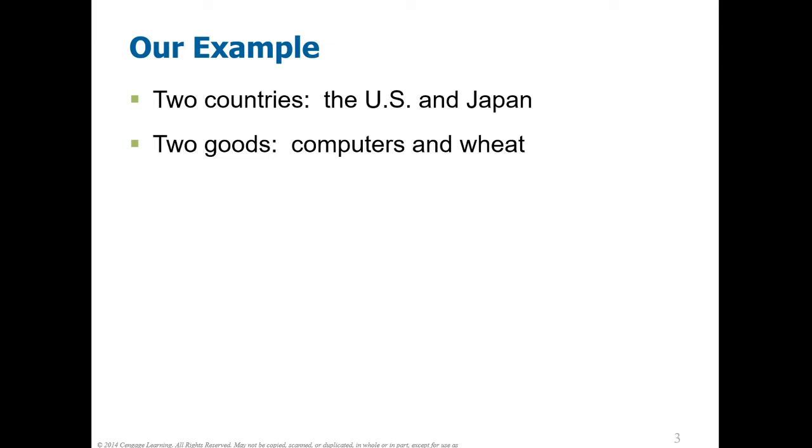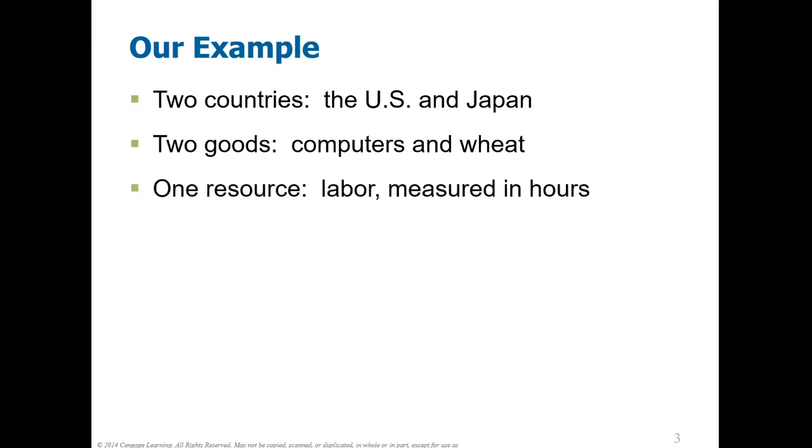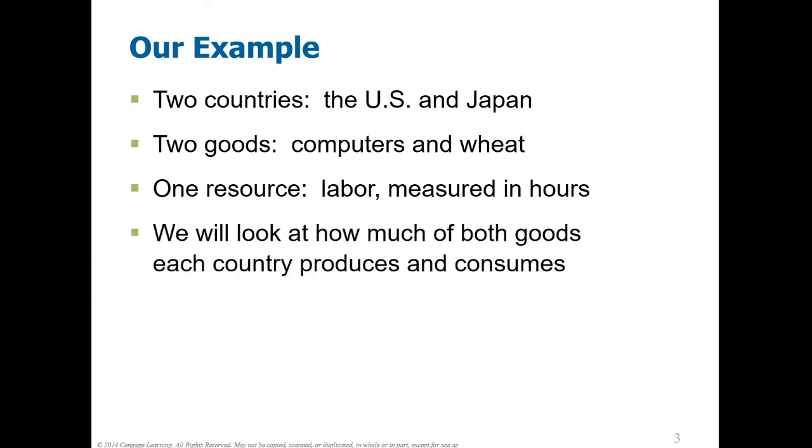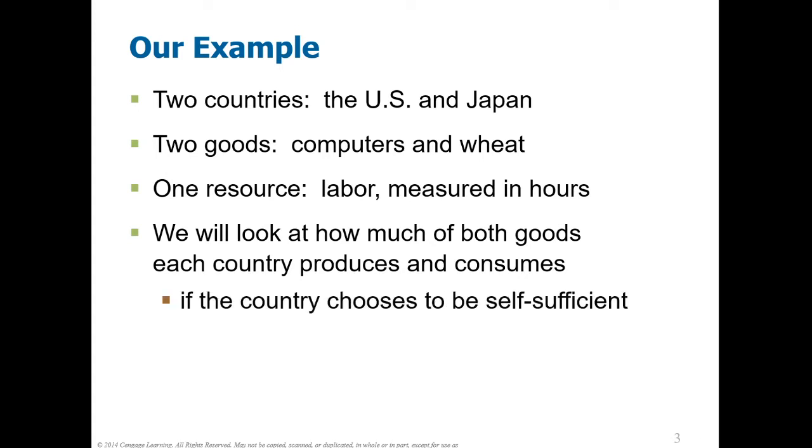So let's move on. Our example will be two countries, the US and Japan, two goods, computers and wheat, and one resource, labor, and we're going to measure the labor in hours. We will look at how much of both goods each country produces and consumes. We'll look at that if the country chooses to be self-sufficient, and if it trades with the other country.